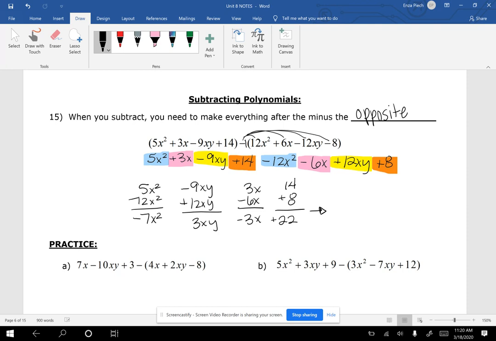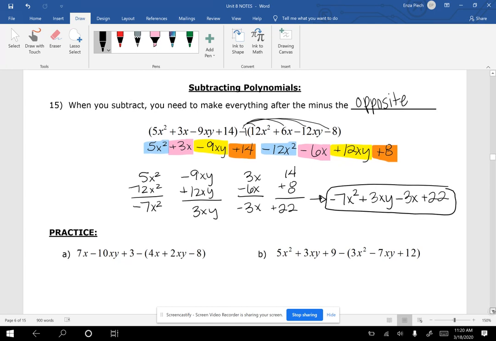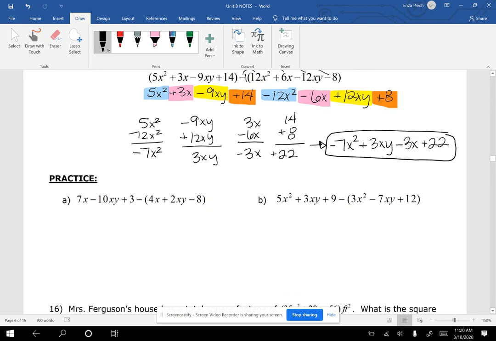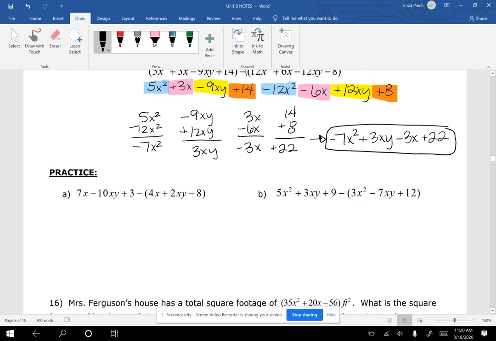So let's write it nice and neatly. I have -7x squared plus 3xy minus 3x plus 22. And that is as simplified as I can get that to go. Let's try to get one more example in here together.